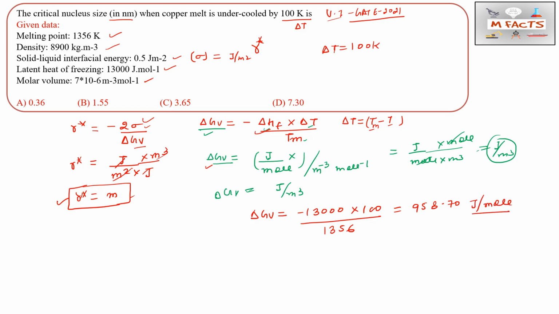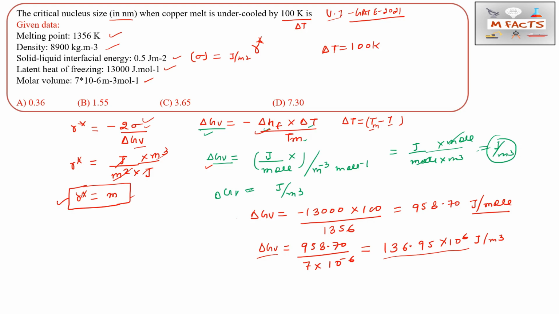But we need it in joule per meter cube. Why do I focus again and again on joule per meter cube? Because sometimes people directly put this value of delta GV into the formula and get wrong answers, so we need to check the units again and again. If you divide 958 by the molar volume, 7 into 10 power minus 6, the value changes into joule per meter cube. You can practice this type of question. So delta GV is 136.95 into 10 power 6 joule per meter cube.